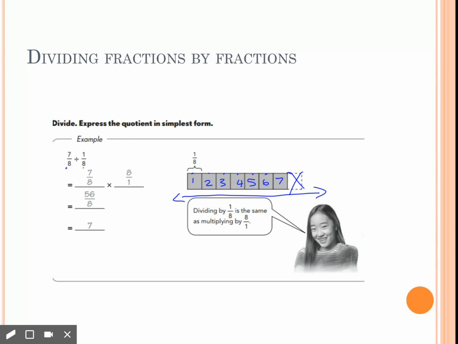7/8 divided by 1/8. I keep my first fraction. I flip the second to its reciprocal, and I change it to multiplication. So 7 times 8 is 56. 8 times 1 is 8. And then they did long division to simplify: 56 divided by 8 is 7.